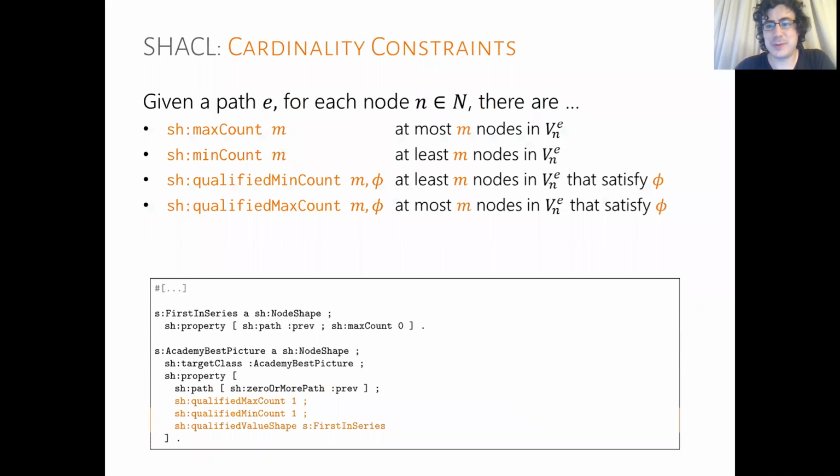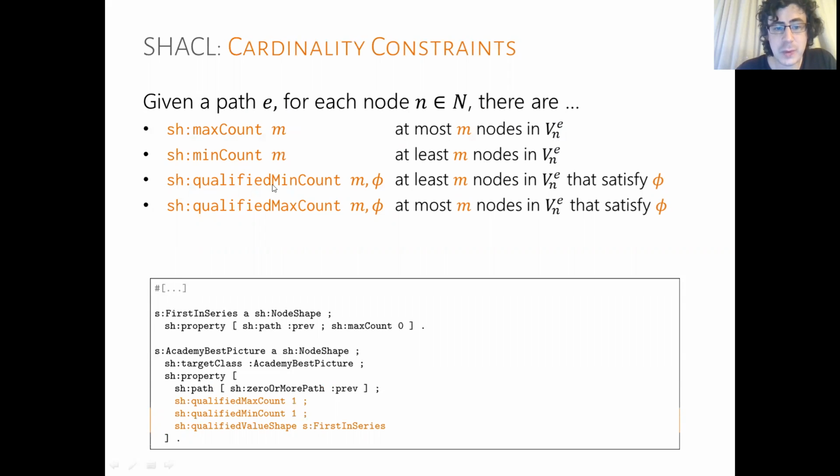Okay, so we're nearly there. So next we have cardinality constraints, which allow us for a given path E. So this has to be a property shape. For each node N, for a given path E, there are at most M nodes connected to N through the path E. Okay, or there are at least M nodes connected to N through the path E.